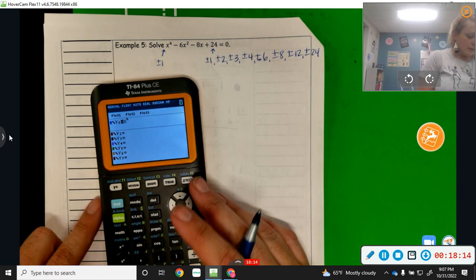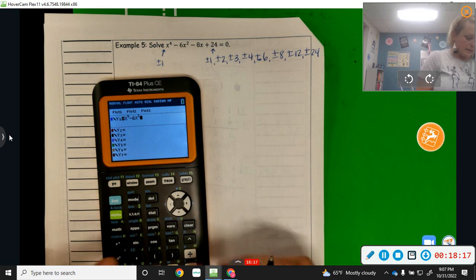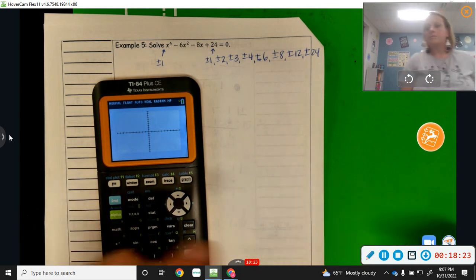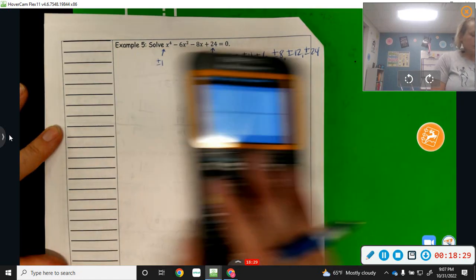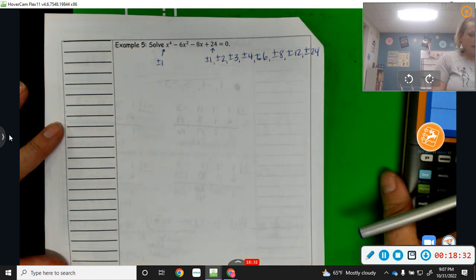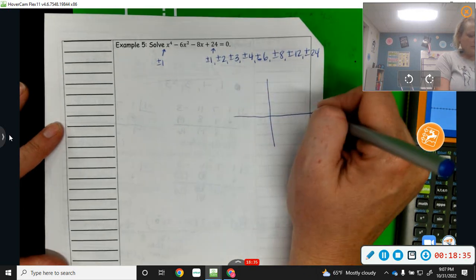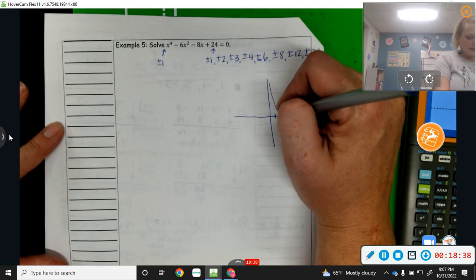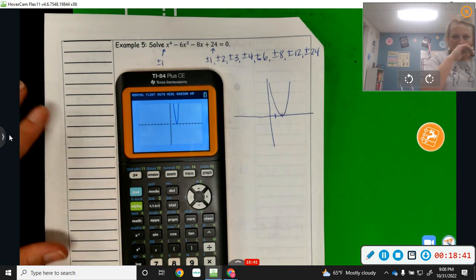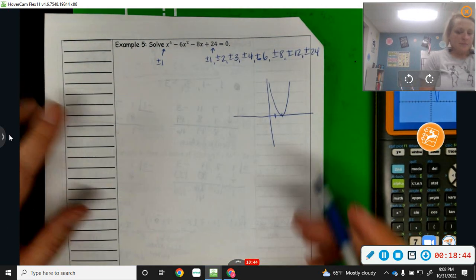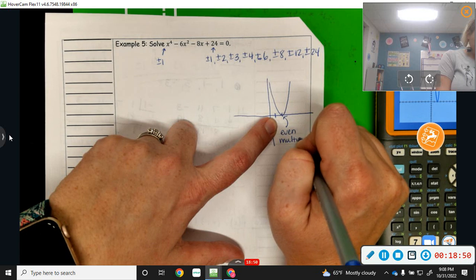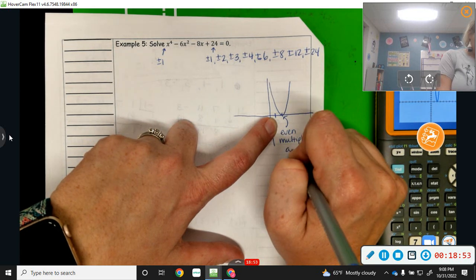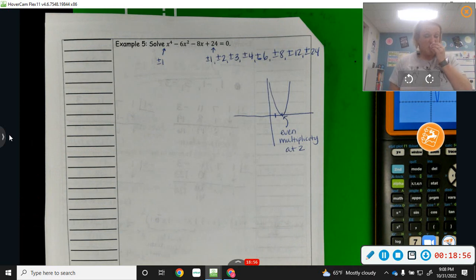So x to the power of 4 minus 6x squared minus 8x plus 24, and if we graph it, I'm going to draw the graph over here. Because if I graph it, I see that it turns and touches right there at 2, right? That's what ends up happening. So this has an even multiplicity here. At 2, but that means that 2 is going to be a 0.